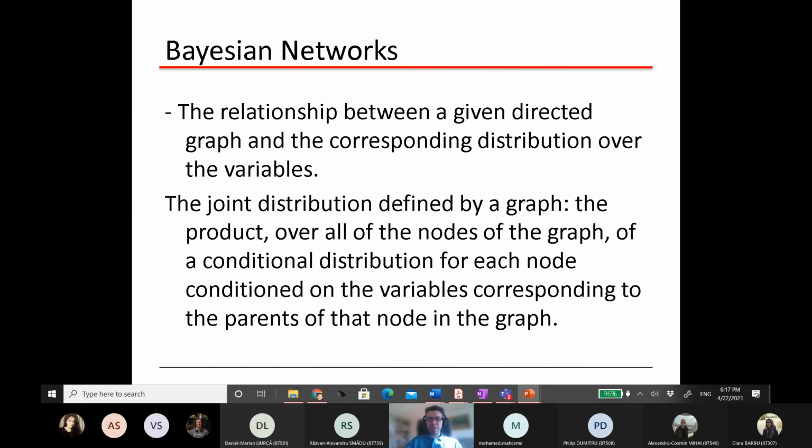So actually, Bayesian networks offer a relation between a directed graph and the corresponding distribution over random variables. And we can express this joint distribution defined by the graph as a product over all the nodes in the graph of a conditional distribution for each node, conditioned on the variables corresponding to the parents of that node in the DAG that we have as a Bayesian network.